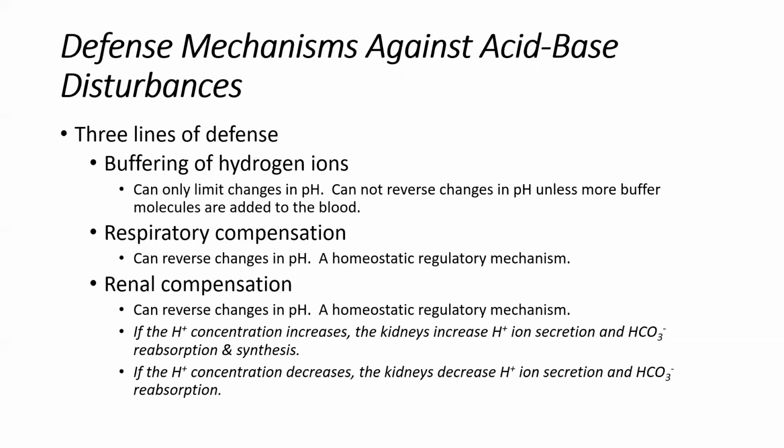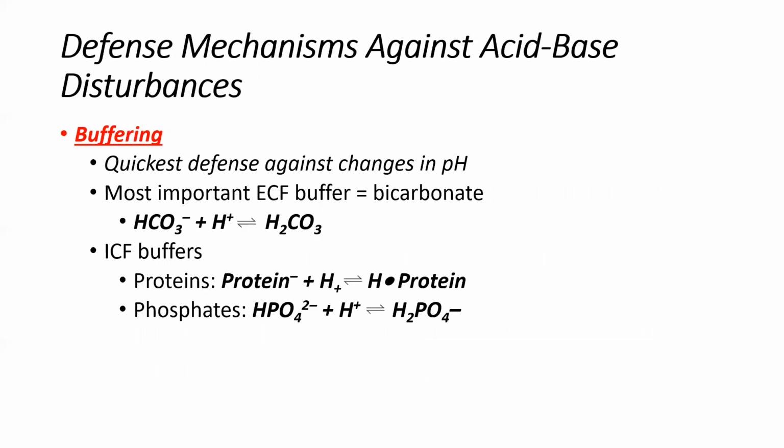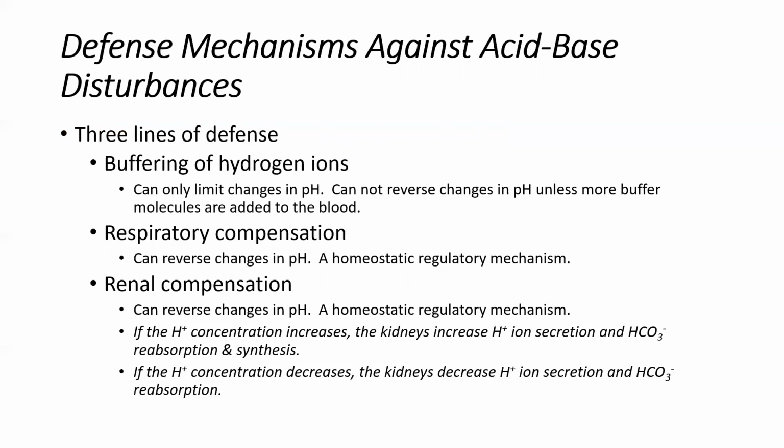And we talked about one of the main, or maybe we did not, we'll probably talk about it in a few slides down, but the main buffer in the body is going to be our bicarbonate, right? It's going to be able to create carbonic acid as a way to buffer the changes that would otherwise be experienced if we had just bicarb or acid floating around. And so it's going to create carbonic acid, and that is going to help buffer any changes in pH. That's the first mechanism, buffering of hydrogen ions.